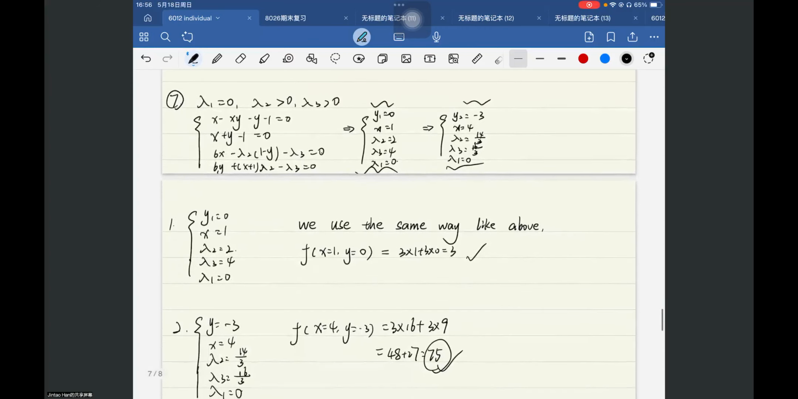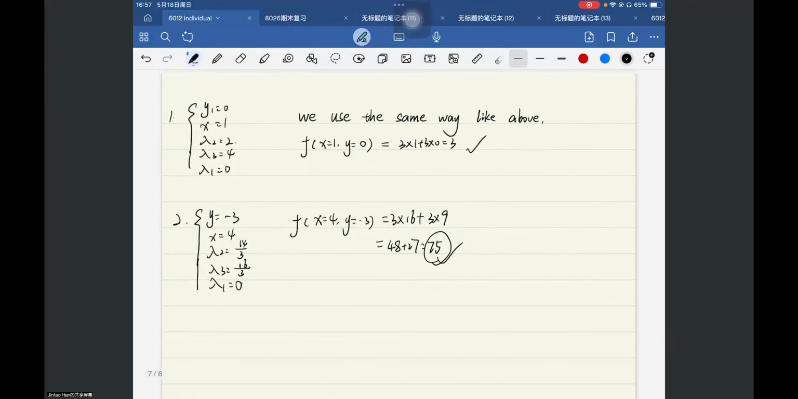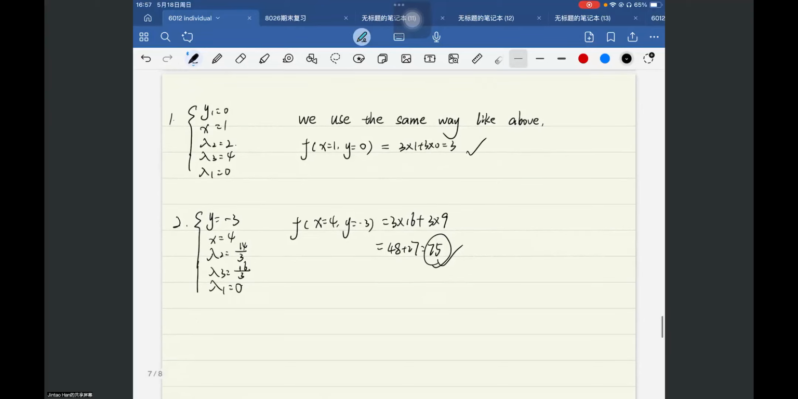Well, the seventh situation, lambda 1 equal to 0 and lambda 2 larger than 0 and lambda 3 larger than 0. In this situation, we also got two situations, and we use the same way as above. In the first one, we solve y is equal to 0 and x equals 1, so f(x,y) is equal to 3. And the second is y equal to -3 and x equals 4, so f(x,y) is equal to 75.